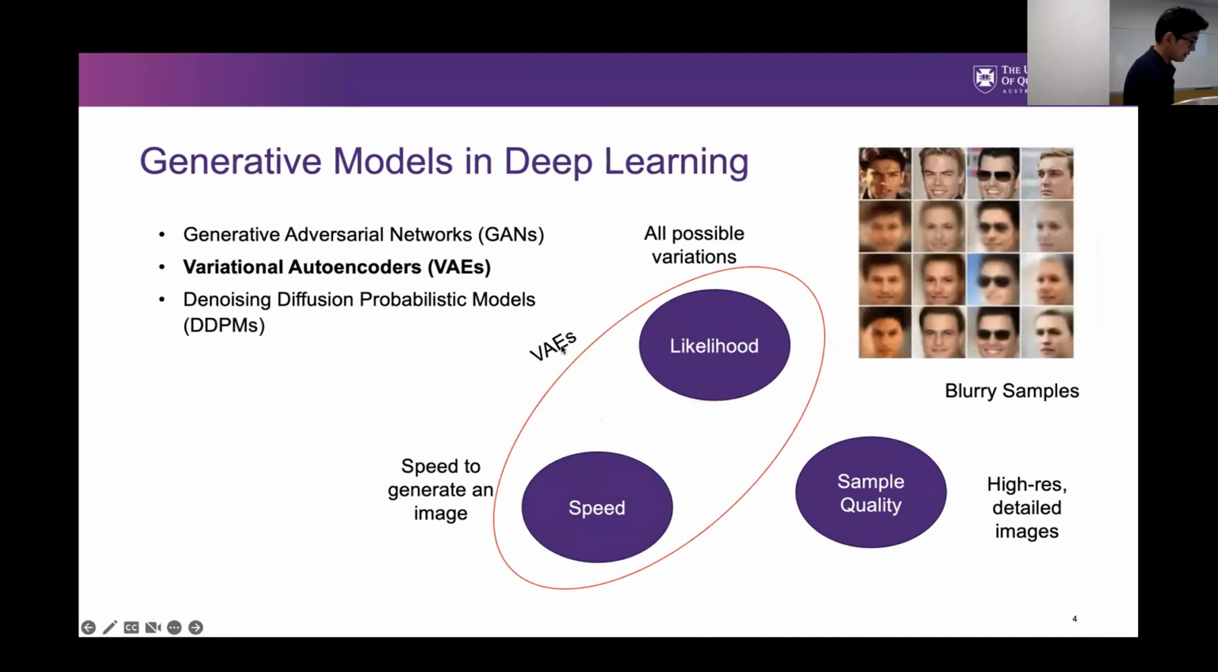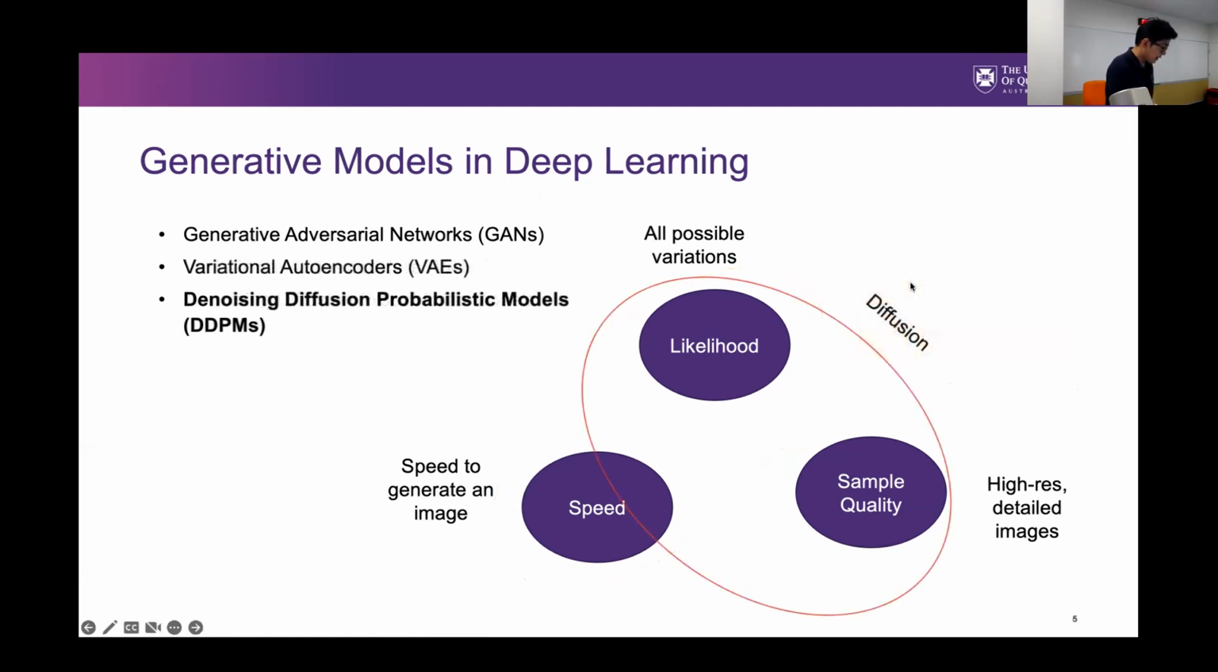And there are VAEs as well. They sort of trade image quality for more coverage of image variations. So when you train VAEs, you might see more varied images, a more smoother latent space, but they tend to be blurry. And now we have diffusion now.